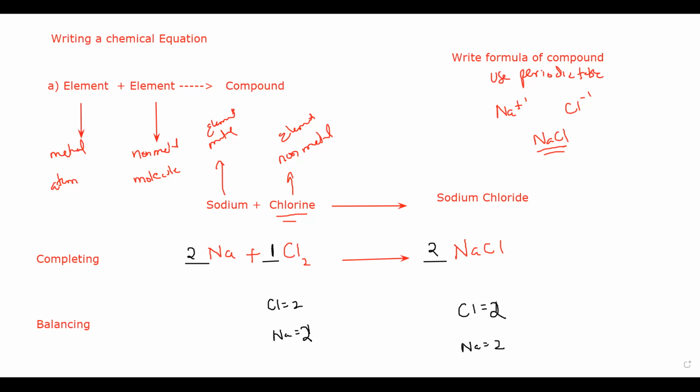So first we complete the equation, and second we balance the equation. When we are completing the equation, you don't have to bother about the numbers. When you're completing the equation, the important thing is writing the correct formulas. Balancing is the second part. So when an element reacts with another element, this will result in the formation of a compound.